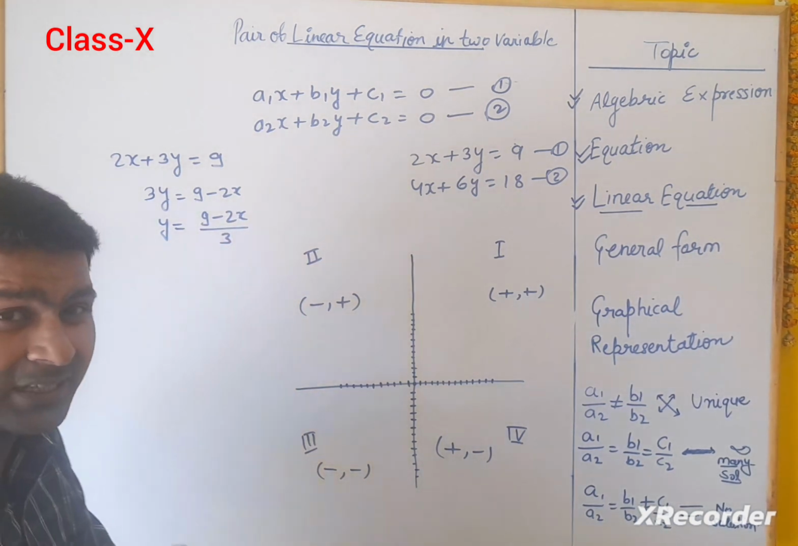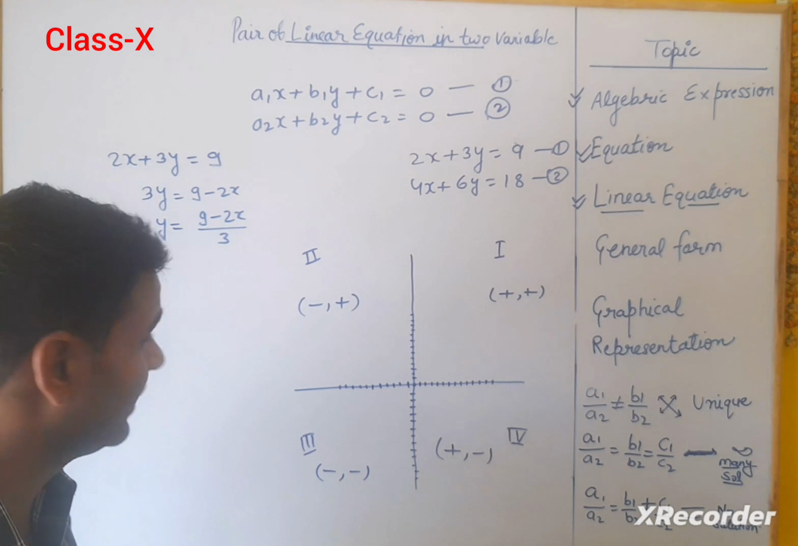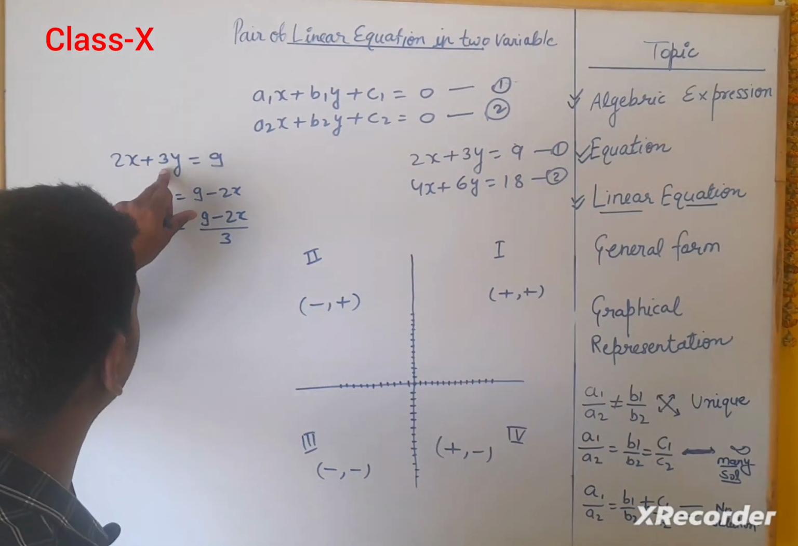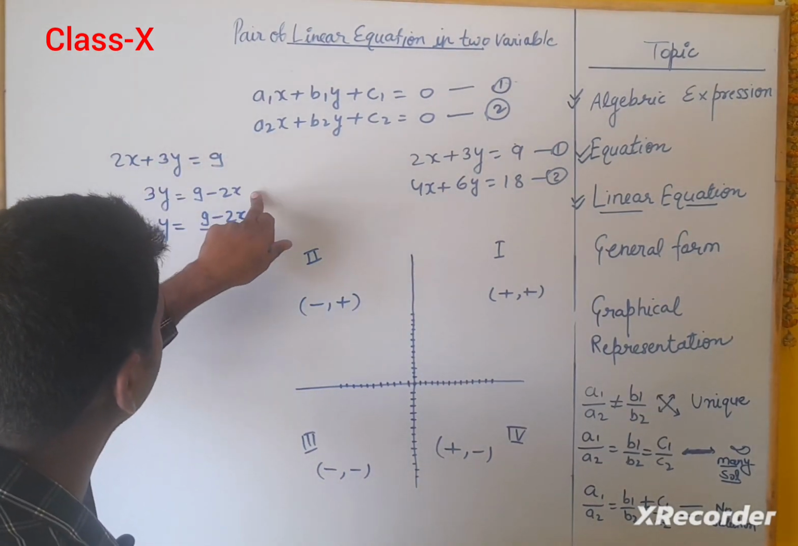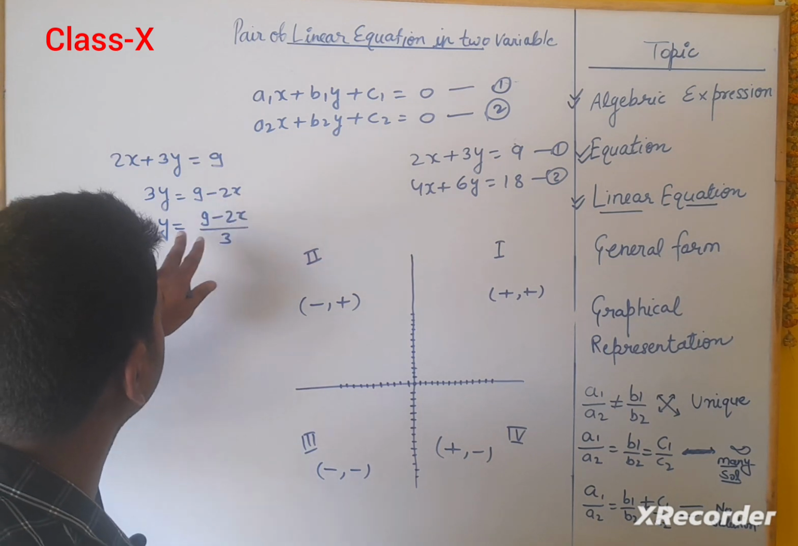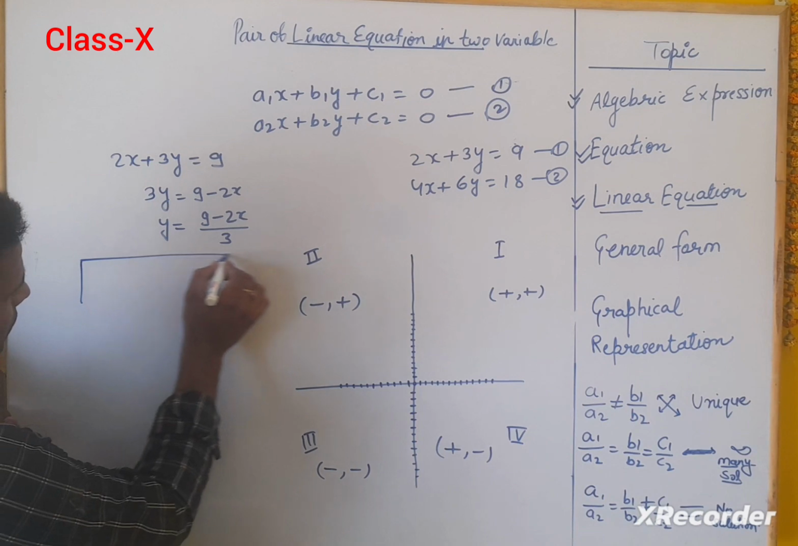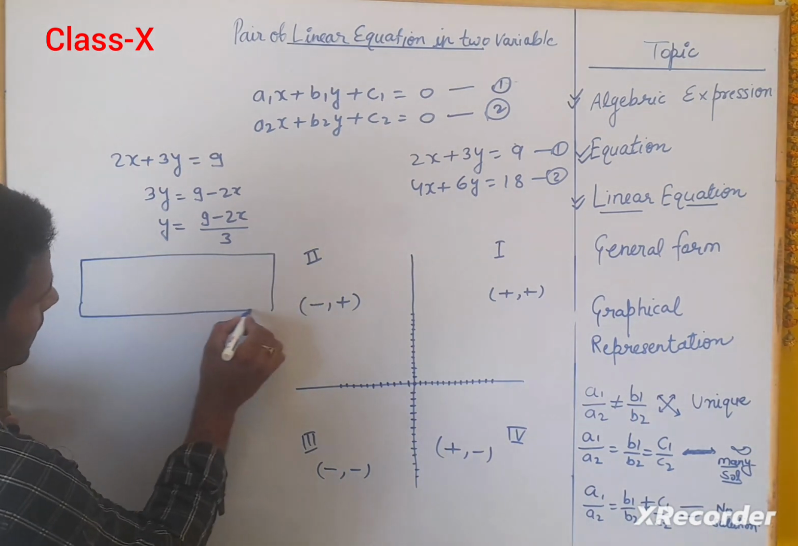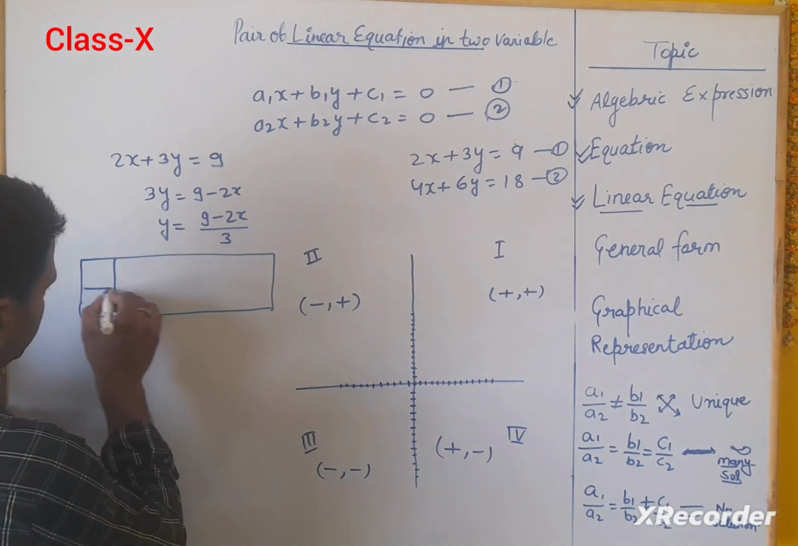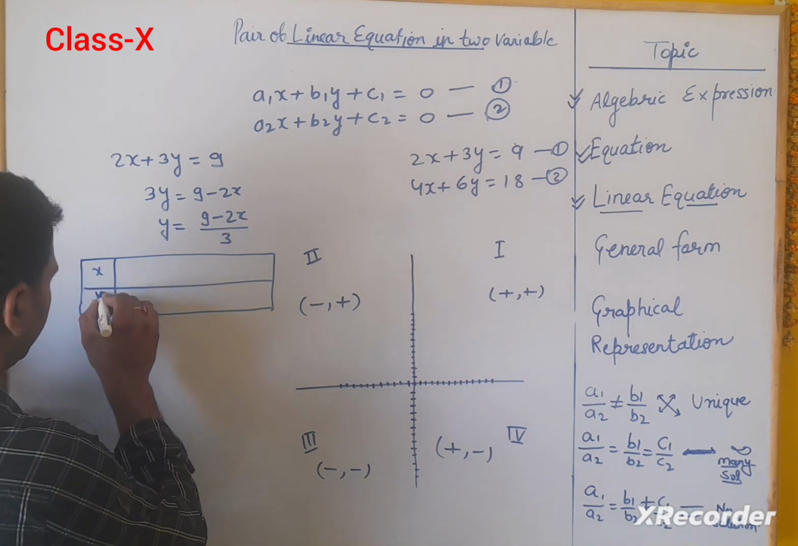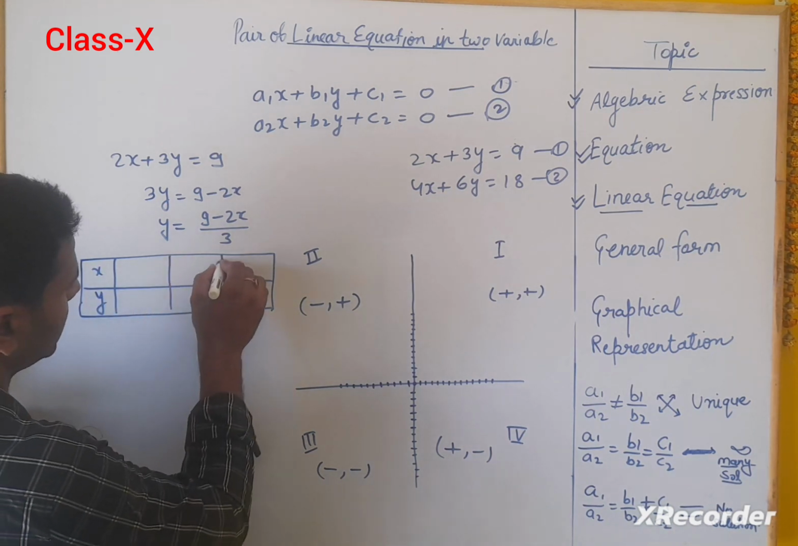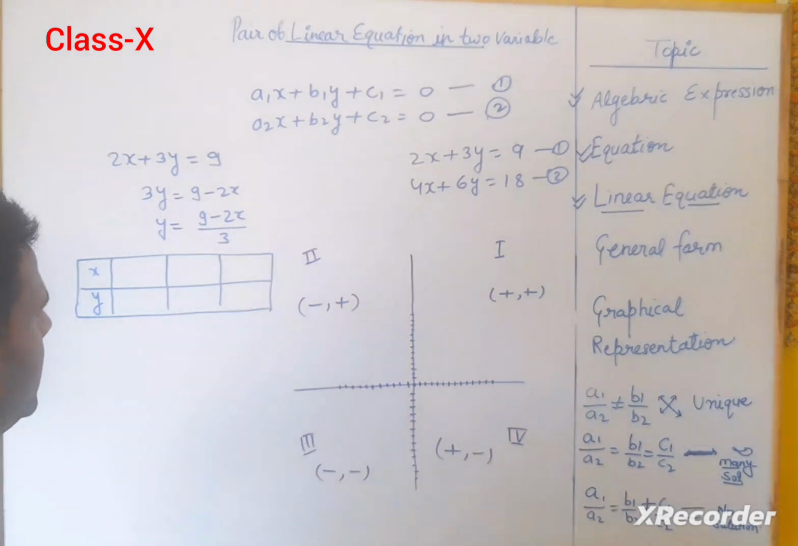These are basic algebraic operations. 3y stays here, 2x transfers to that side and becomes 9 minus 2x, so y equals (9 minus 2x) upon 3. Now we need to draw one box. In that box we need to write x and y. We need to find three values.